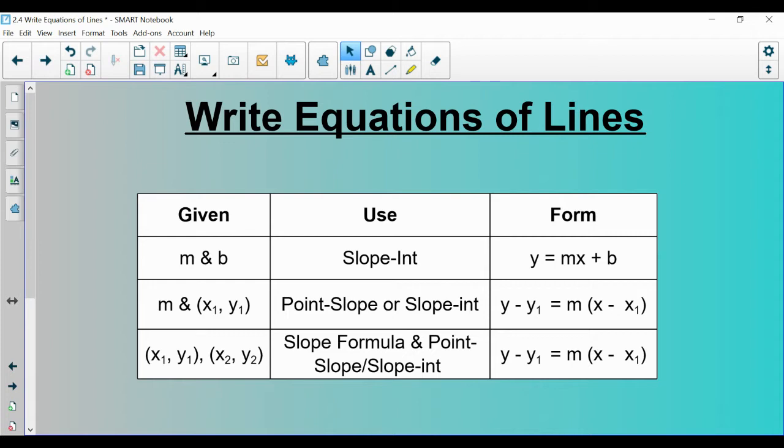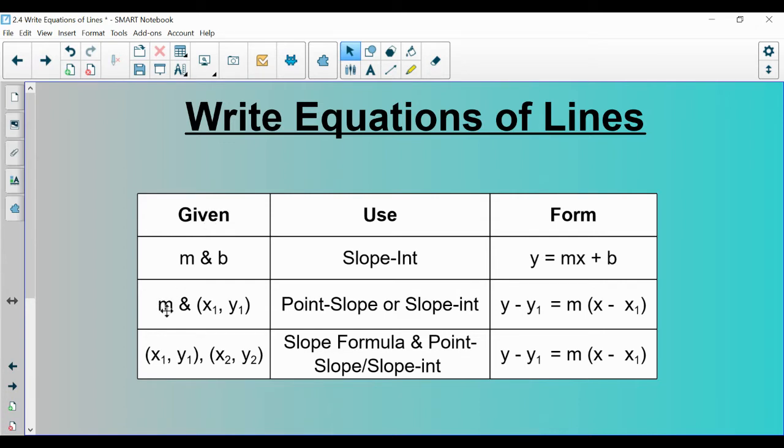And this table is kind of useful, it depends on what you're given. If you're given m and b, m, of course, is the slope, and b is the y-intercept, it is very simple to write our equations in slope-intercept form. Of course, this would be slope-intercept form, y equals mx plus b.